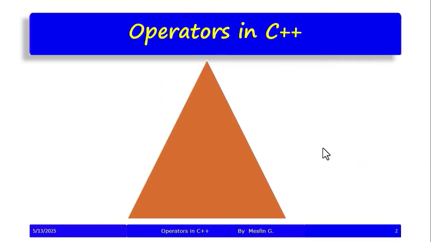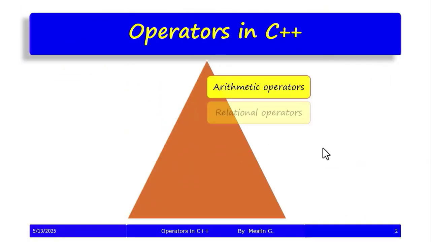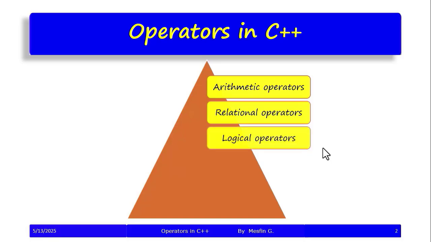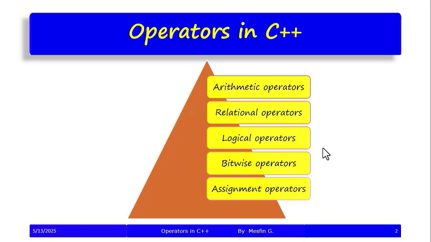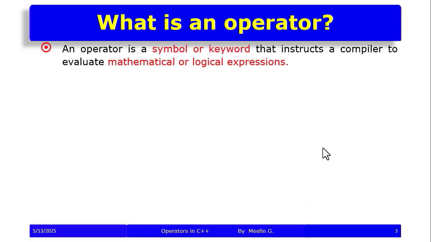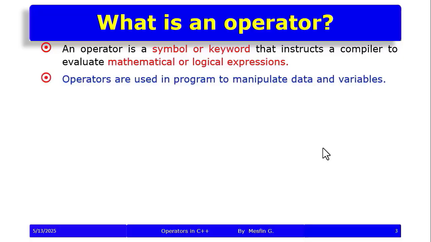The agendas are the following: arithmetic operators, relational operators, logical operators, bitwise operators, and assignment operators. What is an operator? An operator is a symbol or keyword that instructs a compiler to evaluate some mathematical or logical expression. In programming languages, operators are used to manipulate data and variables.